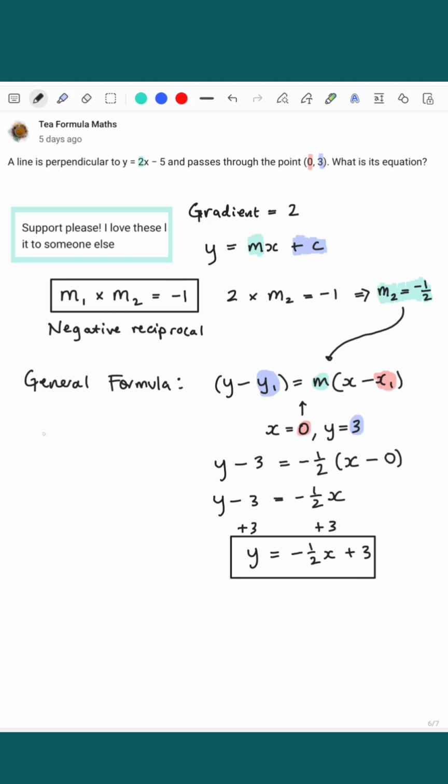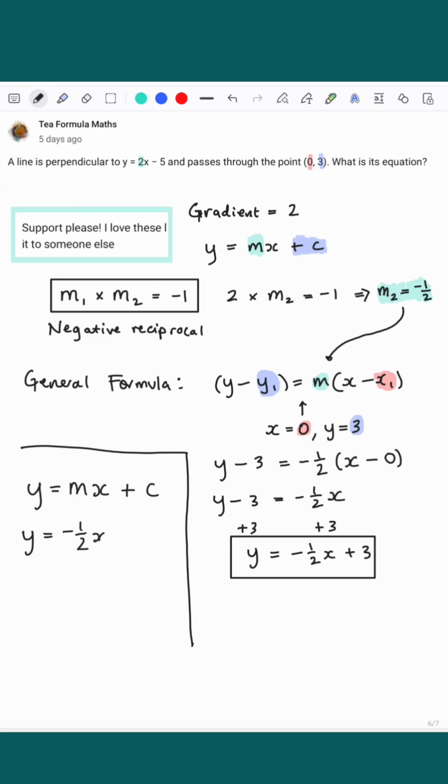However, there is a much quicker way of doing this. Because you know that the gradient of this one is 2, it follows quite quickly that the gradient of the other one is negative a half. So following the fact that we need those two elements in y equals mx plus c, we can replace it as we go. The gradient is negative 1/2 x plus c. Great. We only need to know what plus c is now. And it's actually pretty easy. Remember that plus c is the intercept, the point where it crosses the y-axis. What's the coordinate of that point where it crosses the y-axis?